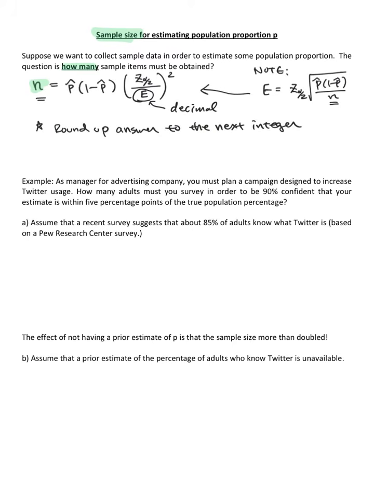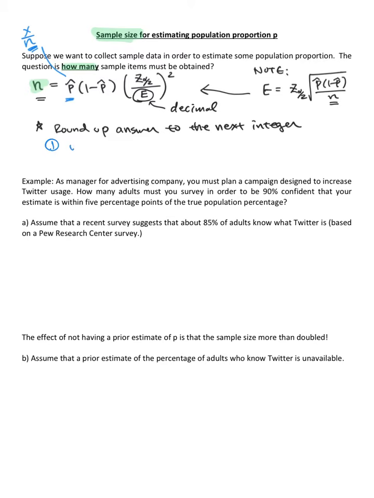Now there is a problem with this formula. Well, p hat right here, okay? This formula depends on p hat, which is given by x over n. But n is what we're trying to find in the first place, right? So if we don't know n, then how can we figure out p hat? So there are two possibilities, okay? Number one, we could get p hat based on a pilot study or from an earlier study.